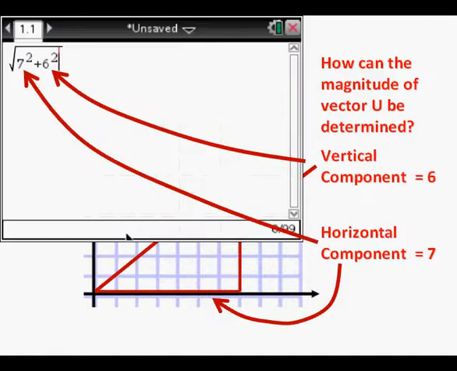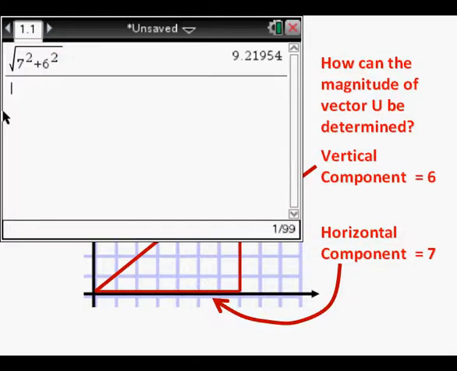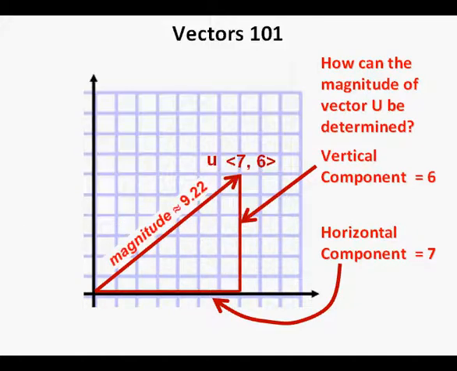And here we have entered in the calculator the square root of quantity 7 squared plus 6 squared. We press enter and find our magnitude. The magnitude is about 9.22 units rounded to the nearest hundredth place. And so we now can label the vector with a magnitude of about 9.22.